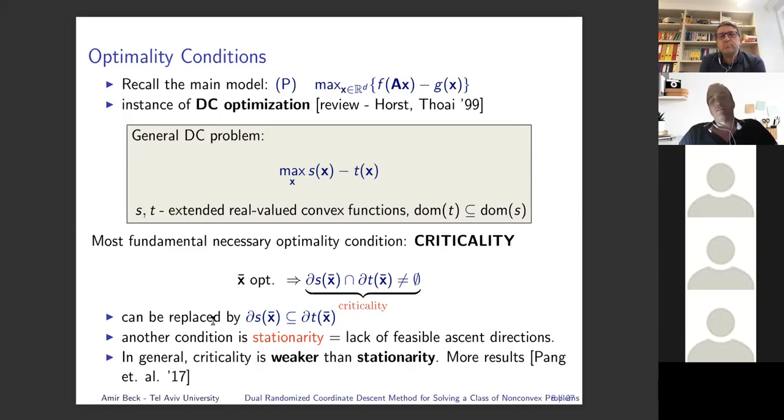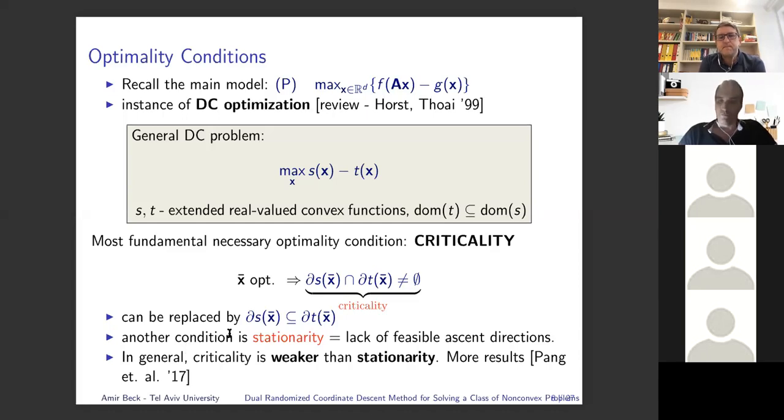Second of all, for me, criticality doesn't have a lot of intuition, because the geometric intuition for a necessary optimality condition, for maximization problems, is to say that there are no feasible ascent directions. So the literature is not really consistent in the terminology of optimality conditions, but at least in this lecture, stationarity means lack of feasible ascent directions. So I differentiate between criticality and stationarity. And again, other papers say different things than what I'm saying here. In general, criticality is weaker than stationarity. So stationarity implies criticality. There are a lot of results in this work of Peng and, I think, two more authors from 2017.